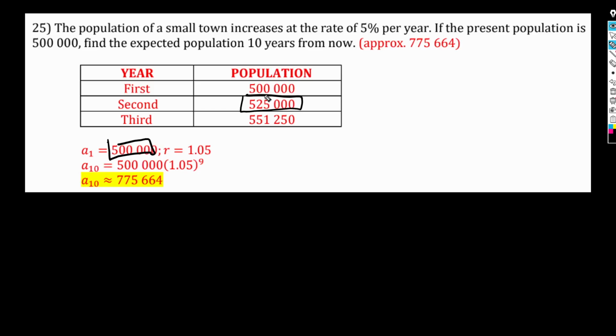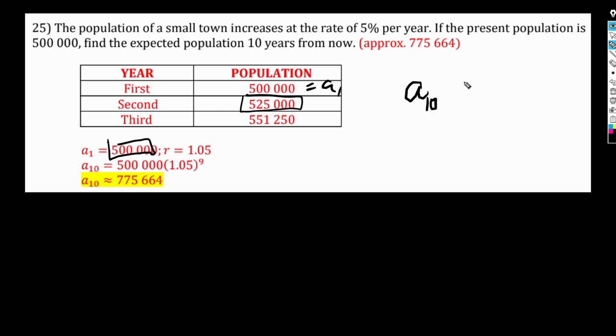So, ay dalawa ang pwedeng pang-rectify mo dito eh. Either, you treat 525,000 as the first term, that's option 1, or instead of looking for the 10th term, you look for the 11th term. If you decide to use 500,000 as a sub 1. No? Again, kung gusto mong ipilit na a sub 1 ang 500,000, no problem. Pero, instead of a sub 10 ang hahanapin mo, instead, you'll look for a sub 11.